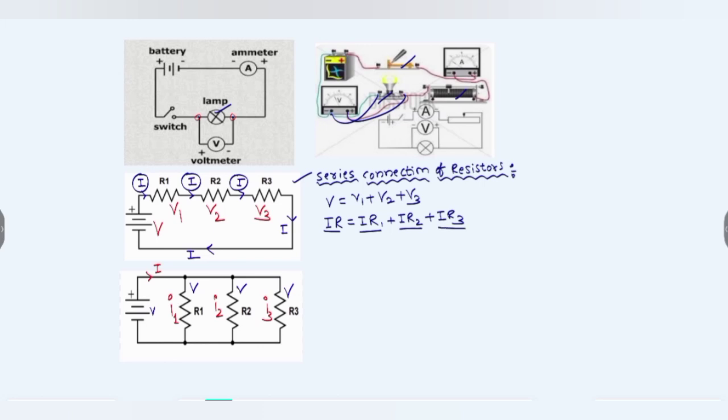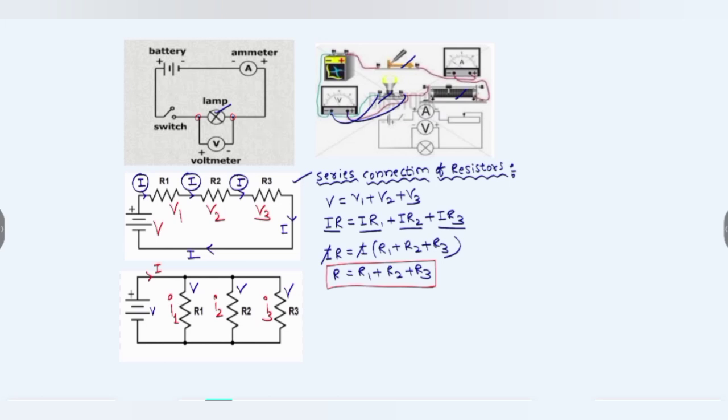So V value, V1 value, V2 value, V3 value we have to substitute in the above equation so that we get effective resistance. IR is equal to, we should take I common. After taking I common, it will become R1 plus R2 plus R3. So after cancellation of I, we get R is equal to R1 plus R2 plus R3. This is also one of the important formulae in electricity. This also you have to remember.